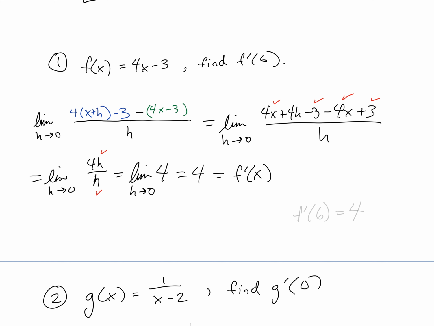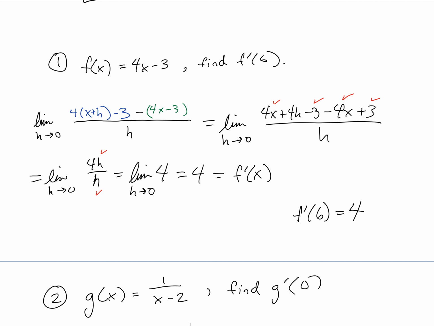The derivative of the function 4x minus 3 is the function f of x equals 4, a constant function. And so if we want to find f prime of 6, well, f prime of anything is 4. The function is the constant function 4, so no matter what the input is, the output is always 4.